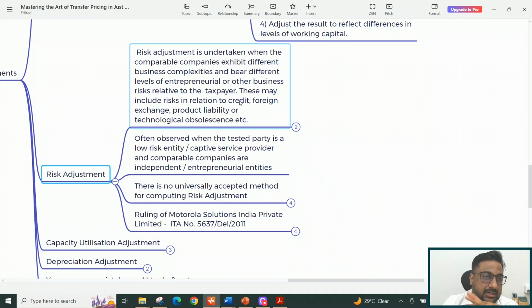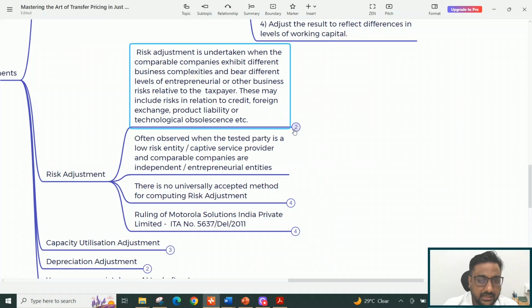So what is risk adjustment? Risk adjustment is undertaken when the comparable companies exhibit different business complexities and are at different levels of entrepreneurial or other business risks relative to the taxpayer, right? This may include risk in relation to credit, foreign exchange, product liability or technological obsolescence. Now, if there are differences between the risk which comparable companies are facing and the risk which your tested party is facing, a gradual or big difference between those risks, then you may make this risk adjustment and appropriately adjust your tested party's profit, right?